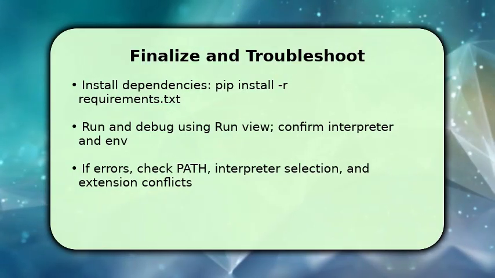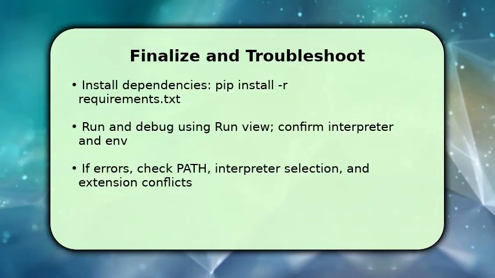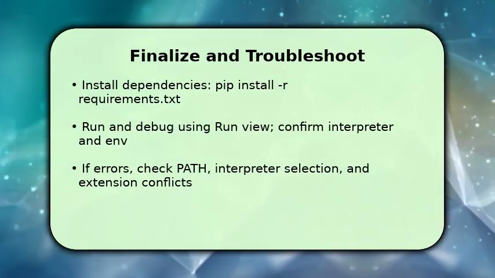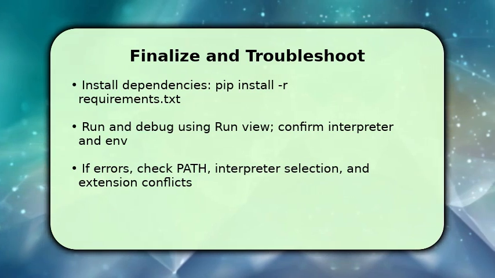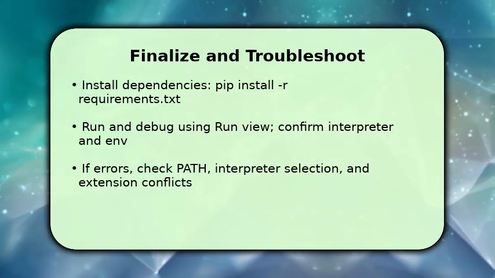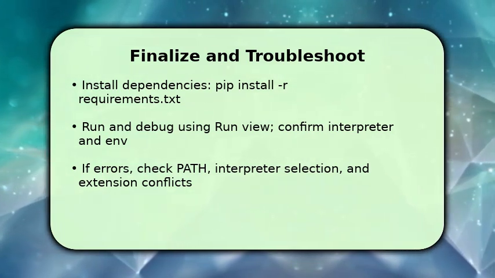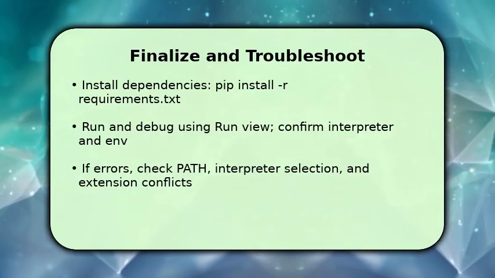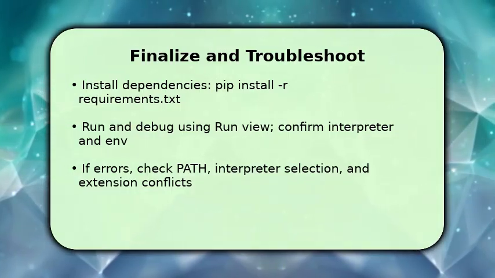Once working, clean up old Java artifacts. If something breaks, a key troubleshooting tip: check path and interpreter selection first, then disable extensions one by one to find conflicts and verify launch.json points to the correct program and environment.